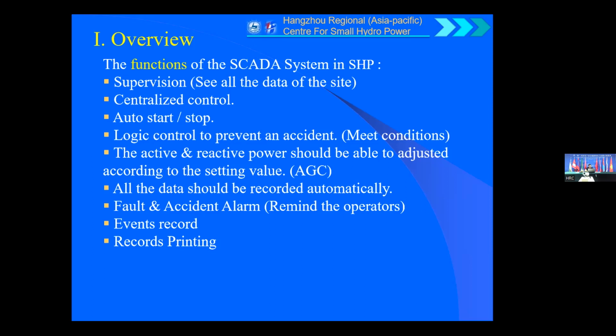Okay. And the next function is that the active and reactive power should be able to adjust according to the setting value, that is AGC, automatic generation control. So we can set the active power and reactive power, and the system should control the unit to the setting value. Okay. The next one is that all the data should be recorded automatically, and for fault and accident alarm, the alarm should remind the operators.